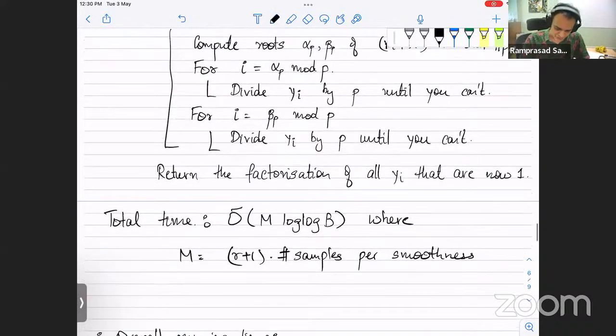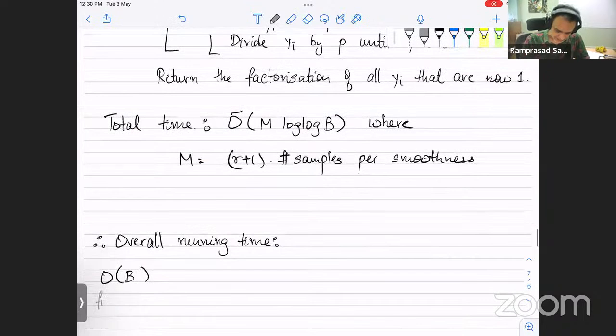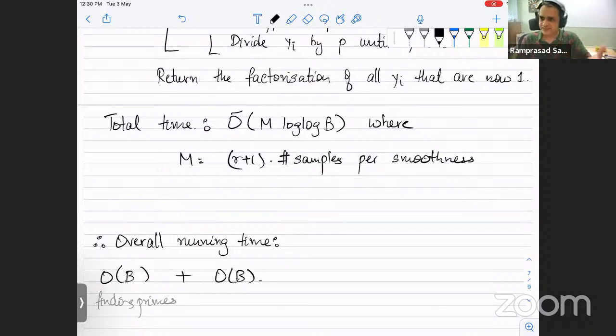Okay. So what happens to the overall running time? There is still going to be this initial part of getting B, I mean, the finding primes business. Plus, now let's try to do this data collection step together in some sense. So basically what is going to happen, there's going to be order B times the number of things per sample. In fact, what I'm writing here must have actually been order M times log B.